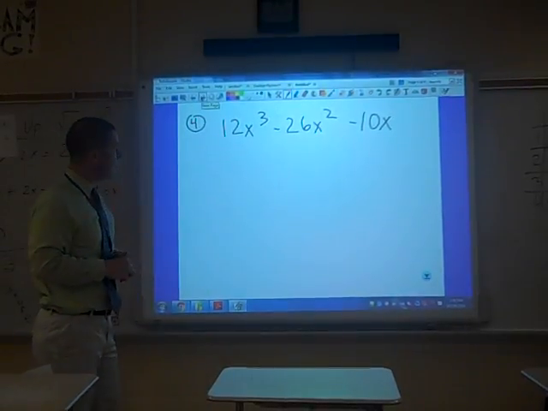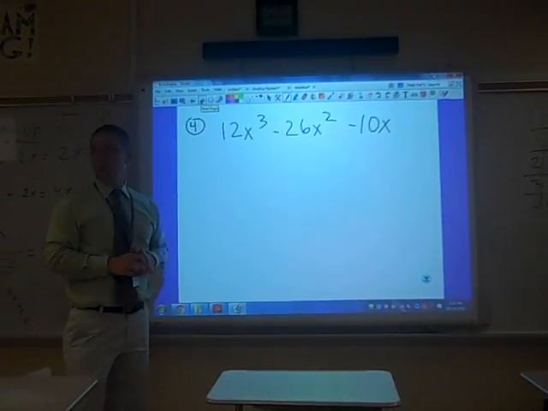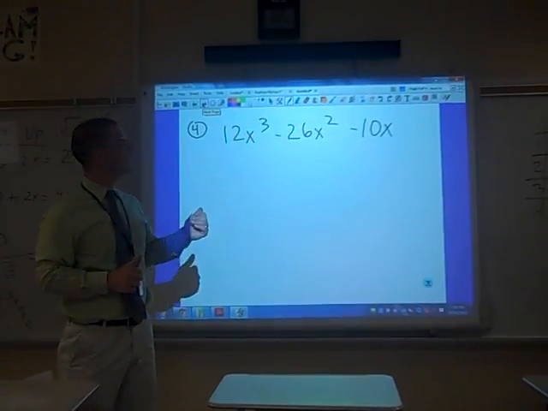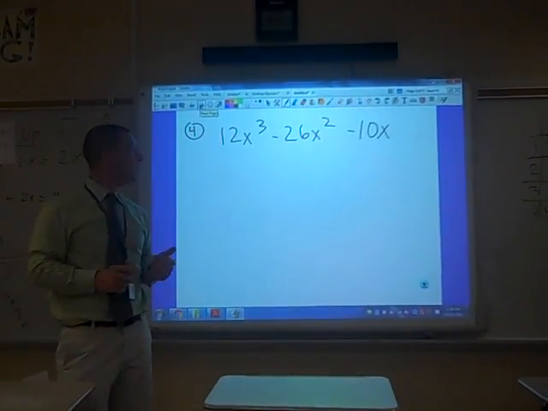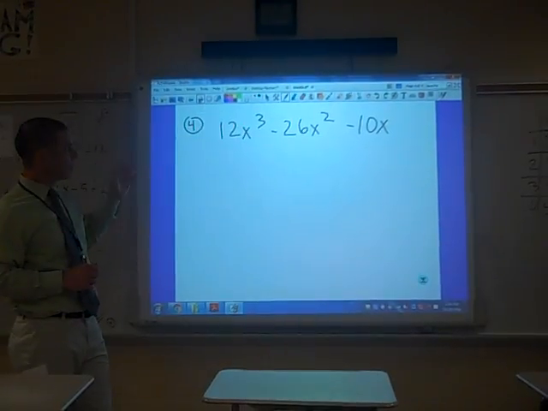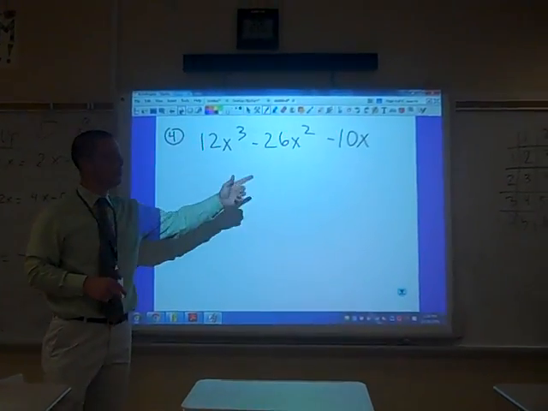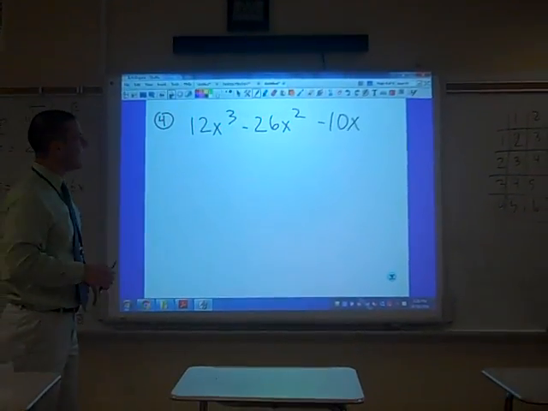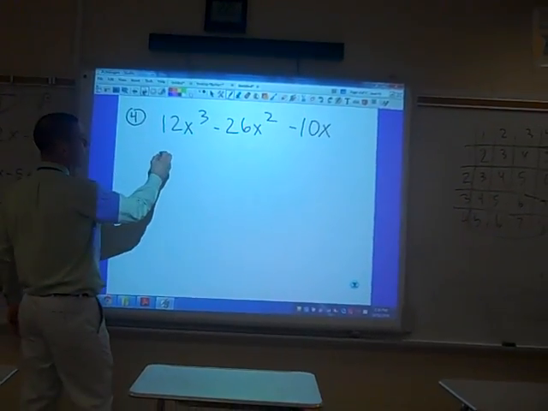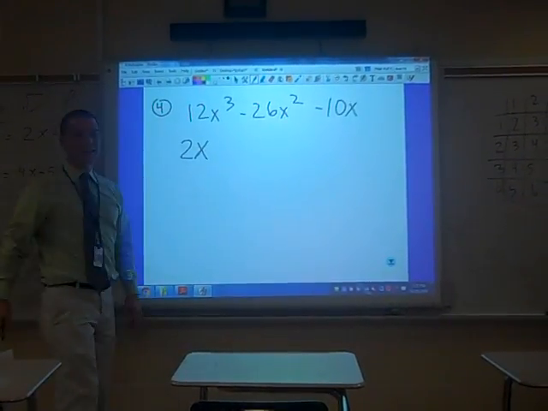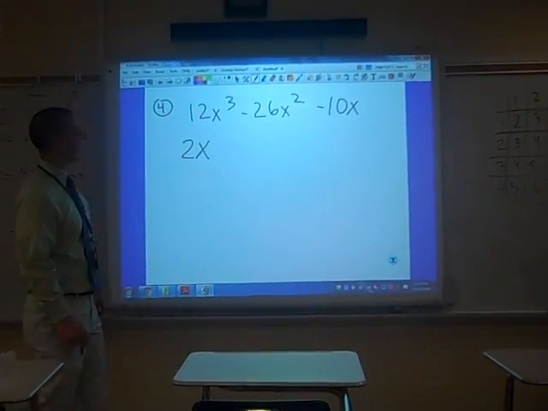One more. Number 4. So looking at number 4, we have a trinomial here. I do see some things that they have in common. It looks like they're all even, so certainly they're all divisible by 2. I do notice that they all have an x in them as well. So the GCF on this problem is going to be 2x. All right, so we factored out 2x.